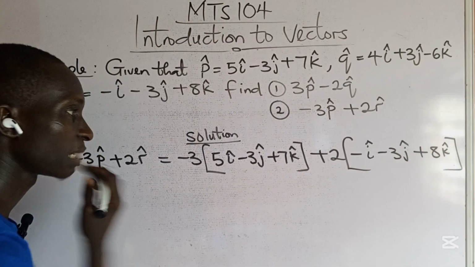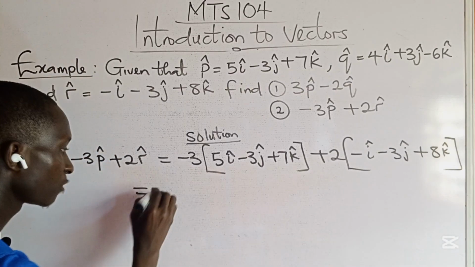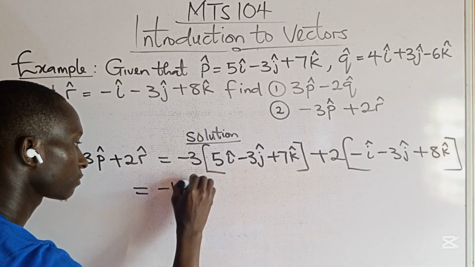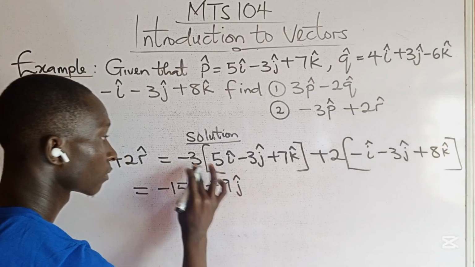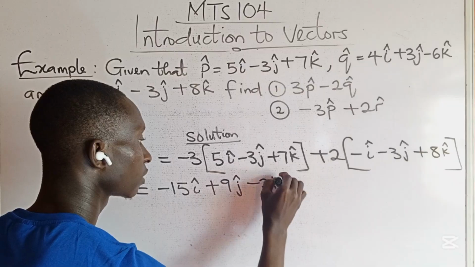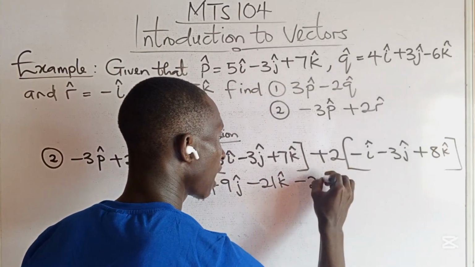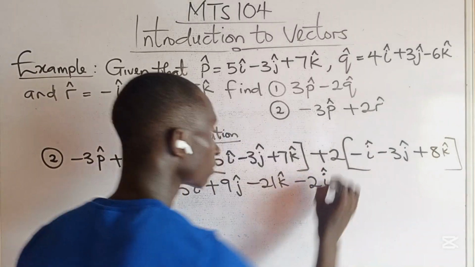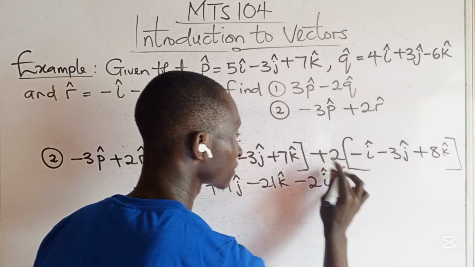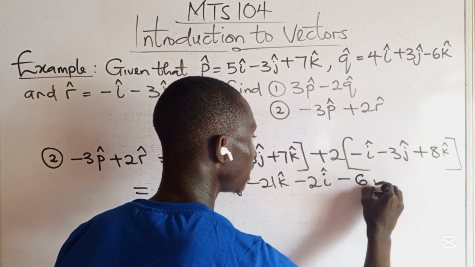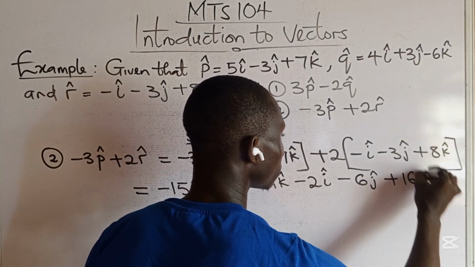So let's do the same thing by expanding the bracket with the scalars. Minus 3 times 5 becomes minus 15I. Minus 3 times minus 3 is plus 9J. Minus 21K. Then 2 times minus 1 gives minus 2I. Then plus times minus also gives minus 6J. Then we have plus 16K.